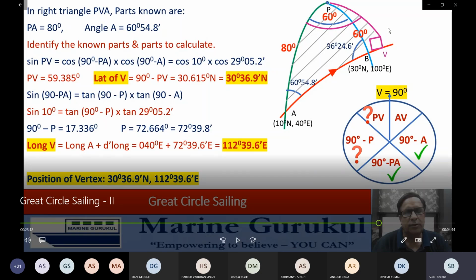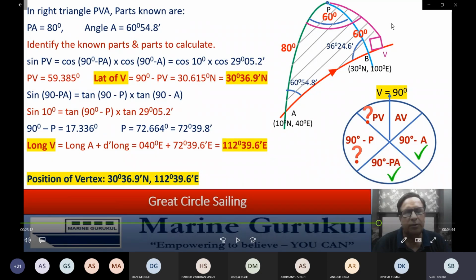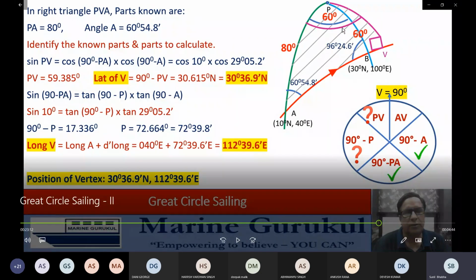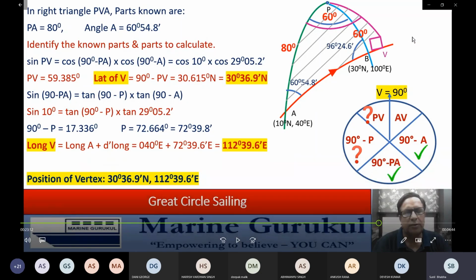Papa Victor being the colat of vertex, 90 minus this gave us the latitude of vertex, and angle Papa, the magenta color angle in the diagram, was the d long between A and V, our initial position, and the vertex. So we applied this d long to our initial longitude and we got the longitude of the vertex. This was the last thing what we did.